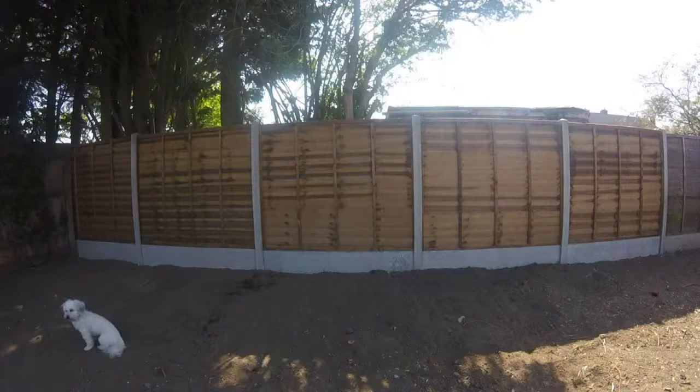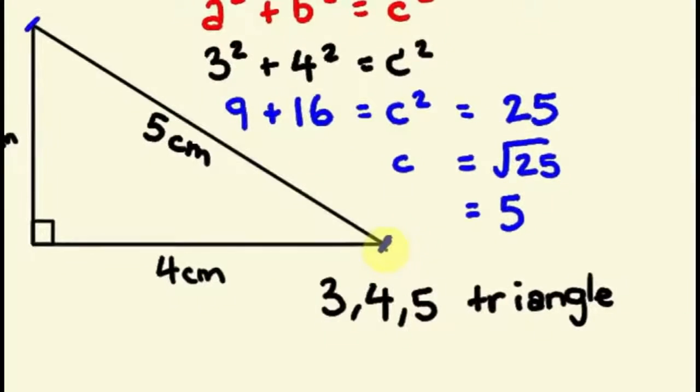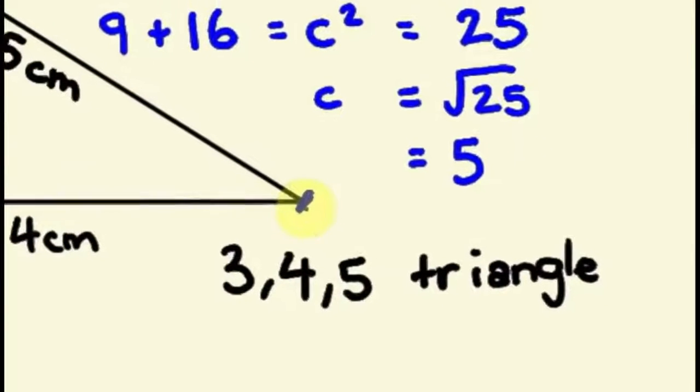If you want to be really accurate, you can use Pythagoras' theorem. Now you've probably heard it before, a squared plus b squared equals c squared. Now I'll try and quickly explain how we can use this to check our angle. You need another pair of hands and 2 items to mark your 3 and your 4.